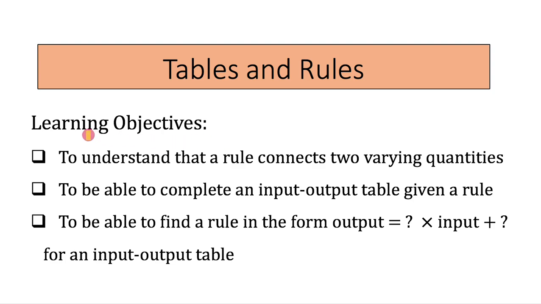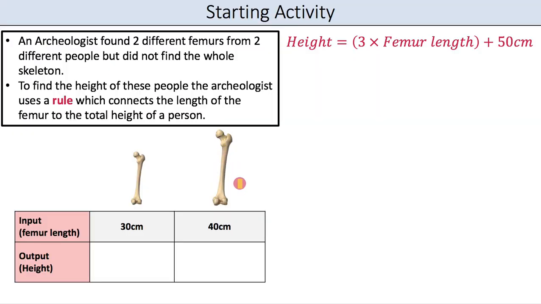Let's begin by talking about our learning objectives. So our first learning objective is to understand that a rule connects two varying quantities. Next, to be able to complete an input-output table given a rule, and finally to be able to find a rule in the form output equals such and such for an input-output table. So there's a lot of information right there, and some of it might not make any sense at the moment. So let's begin this lesson with a starting activity and hopefully make sense of what we've just read.